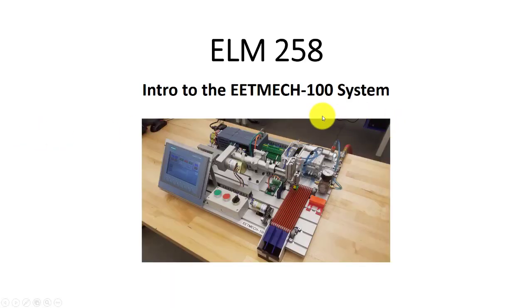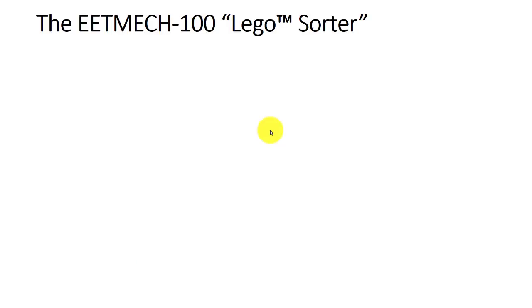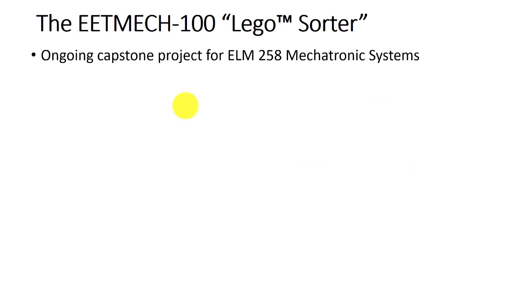As I mentioned in the demo, the purpose of this system is to sort colored objects, and we're using Legos. They're just uniform sized objects, so they're easier to work with. This is a capstone project for the course ELM258 Mechatronic Systems. It's also a capstone for the Electronics Engineering Technology program, because many of the technologies and topics that you've studied in various other courses are part of this system.